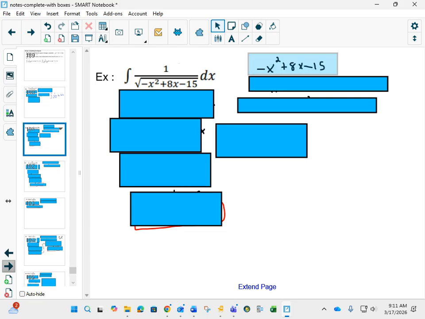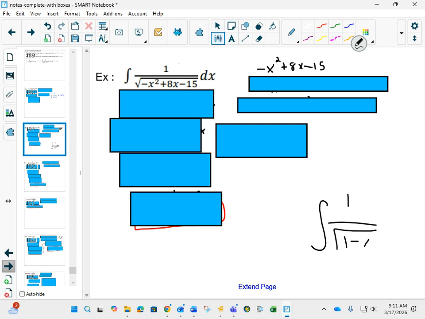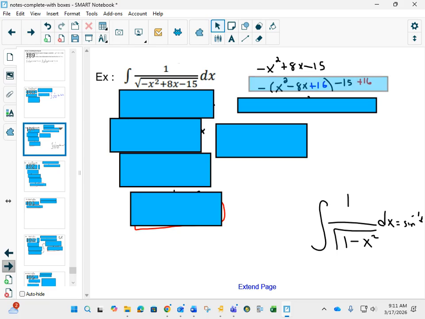So what do I need to do? I've got negative x squared plus 8x minus 15. My sine inverse equation, right? In my head, I have my sine inverse equation looking like this. I'm actually happy there's a negative x squared there. So my question is, can I rearrange this so that it looks like 1 minus something squared? So I look at completing the square.